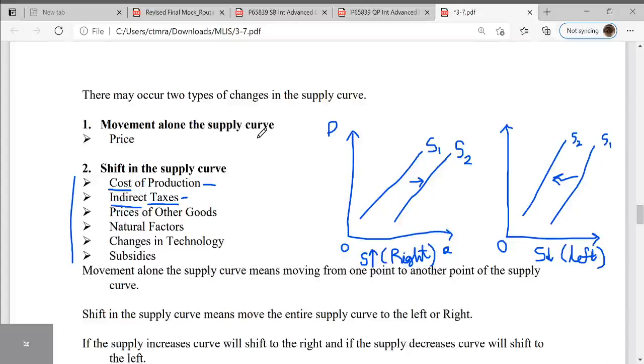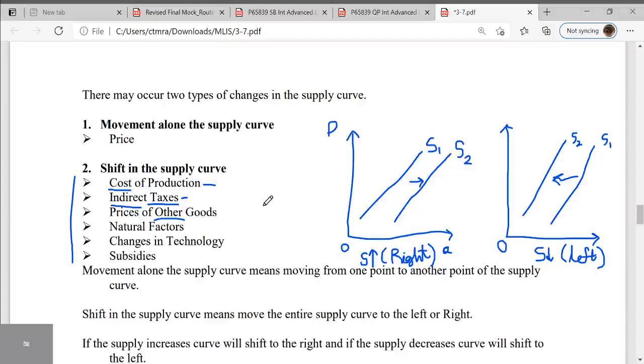Okay. Next is price of other goods. Other goods means, suppose you are producing potato, and maybe there are options like you can also produce carrot. So when you're producing a potato, maybe the price of other goods, that is maybe carrot, is increasing. Okay, so what will happen from the supplier's perspective? You were producing potato, now you will be interested to produce carrot because there will be a rise in the price of carrots.